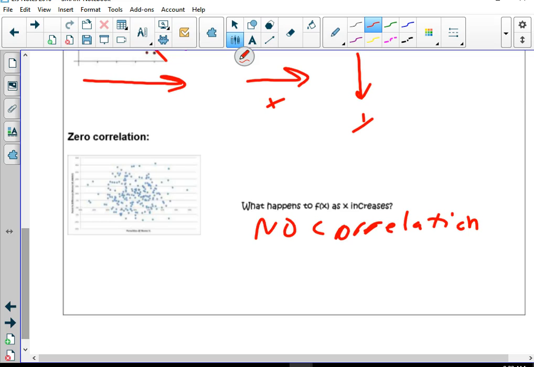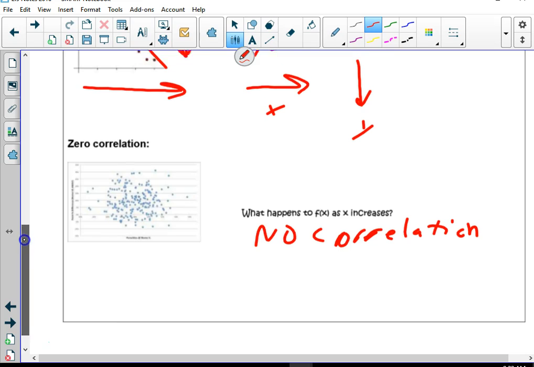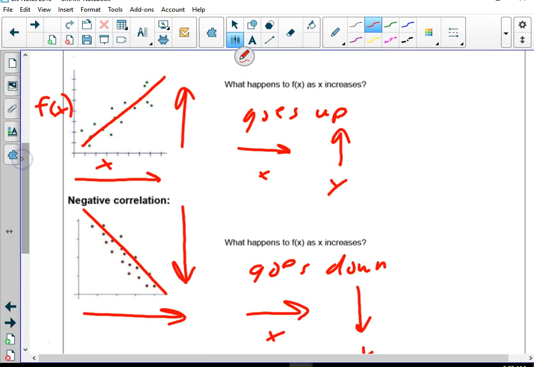Okay? Now, someone mentioned this. It's not in the notes. But if you look at the line and you look at the data, this is important: the closer the data is to the line, the stronger the correlation is.